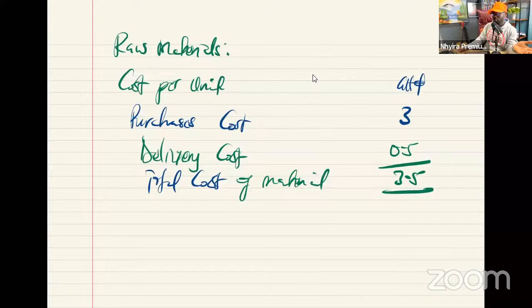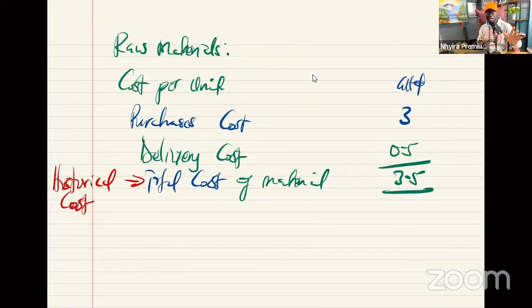So this 3.5 per kilogram is technically a historical cost. That is the initial cost we incurred to acquire the inventory. We will not use the replacement cost, the current cost of buying the inventory.